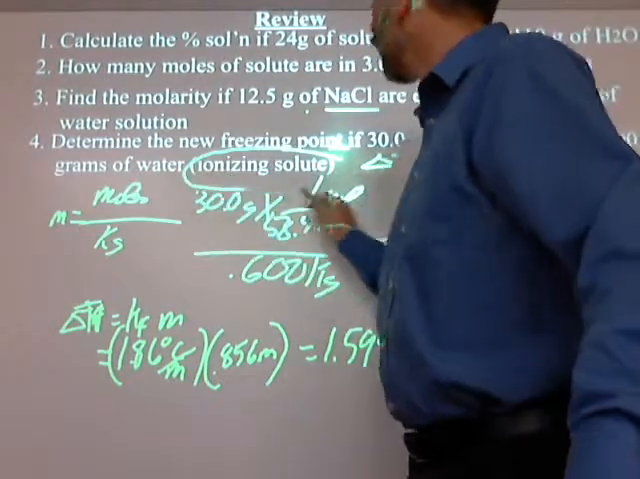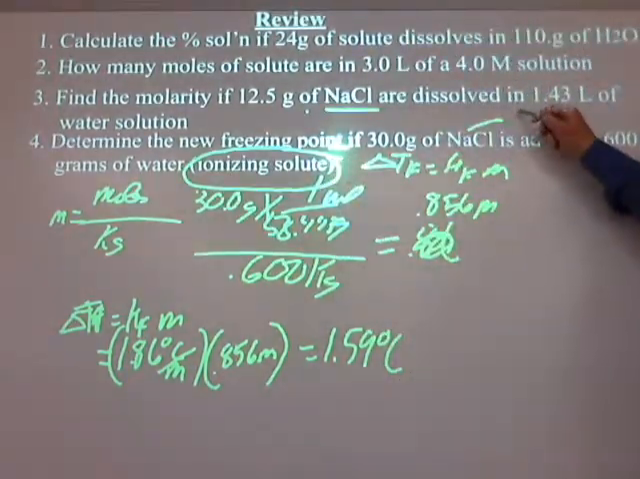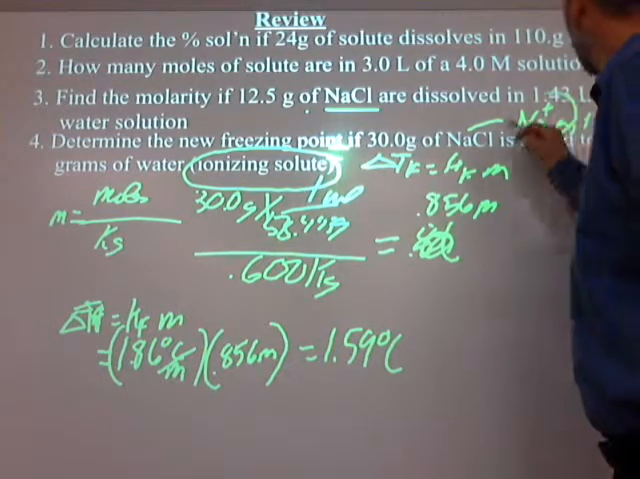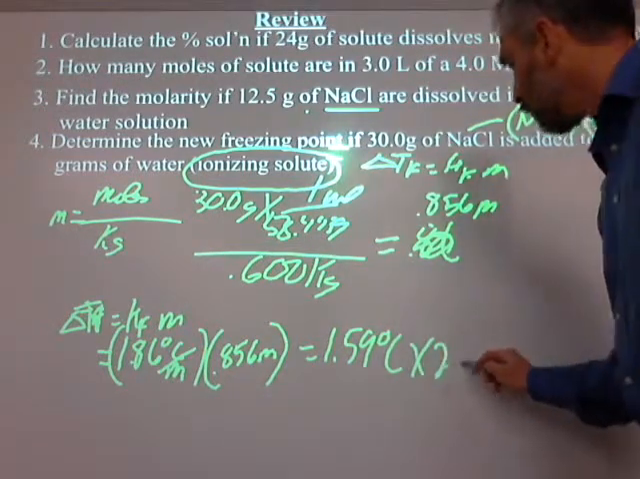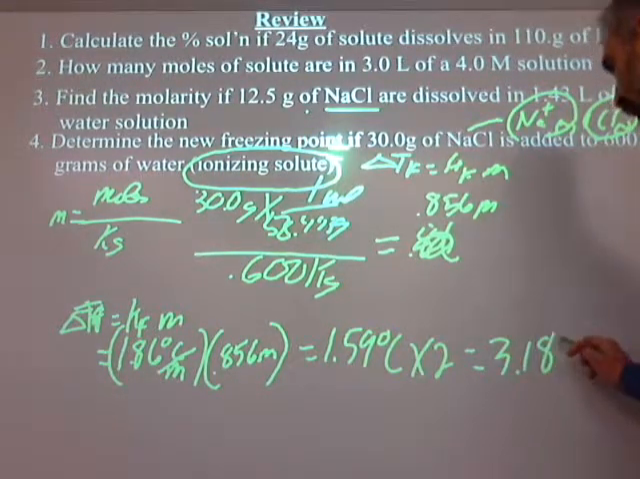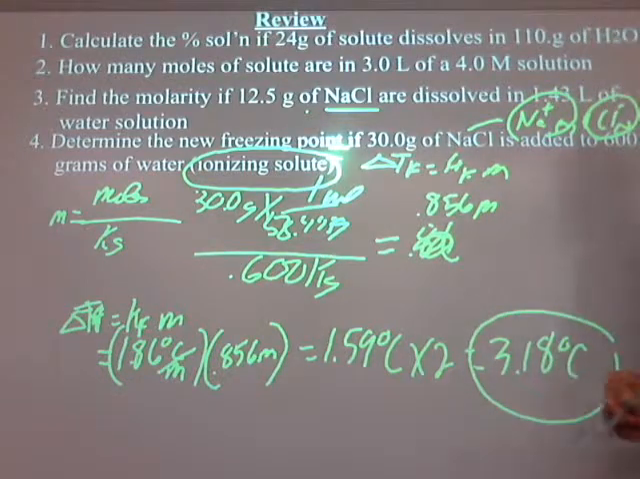It's an ionizing solute. Salt breaks up into Na+ ions, aqueous, and chloride ions, aqueous, not chlorine gas, as we know. So I get 2 of these. I have to multiply that freezing point change by 2 because it's an ionizing solute, and I get 3.18 degrees Celsius. Is that correct? But that's still not the right answer.